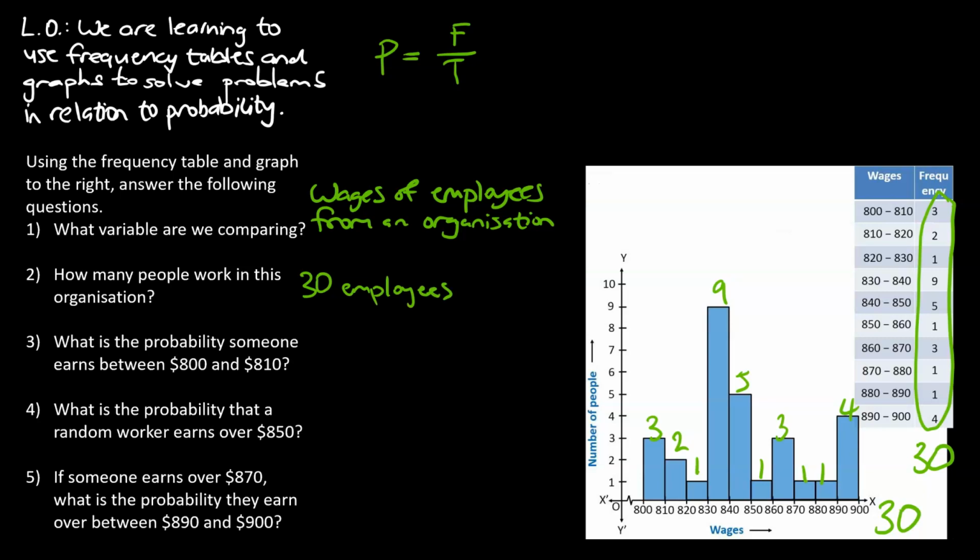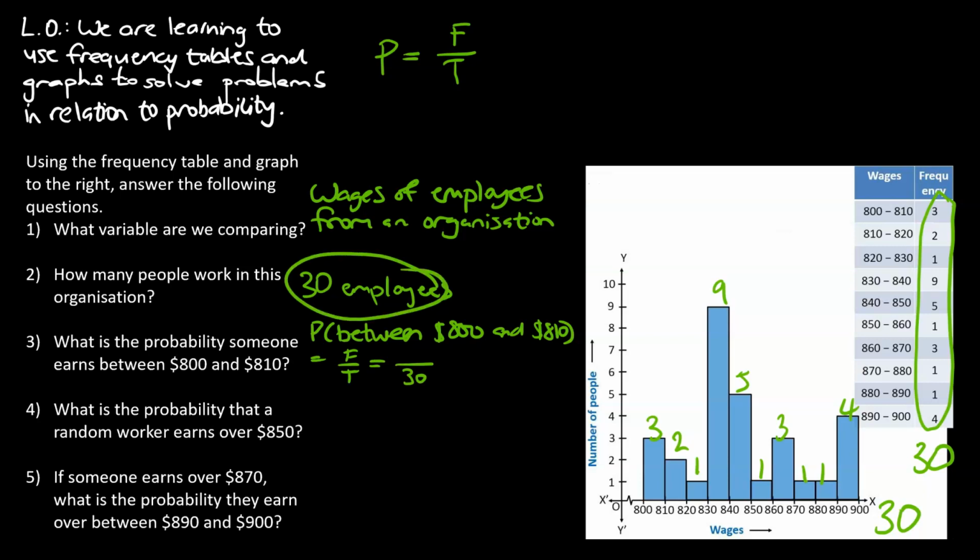Now we're actually linking it back to probability. So what's the probability that someone earns between $800 and $810? So let's write our notation first. So probability of between 800 and 810, that there is equal to F over T. Well, we know that there are 30 people in total in this organization. That was from the question above.